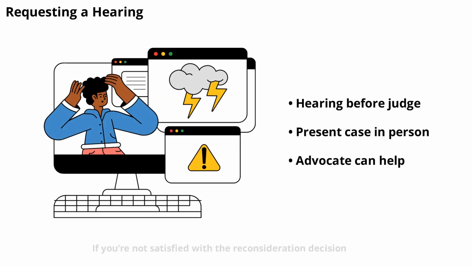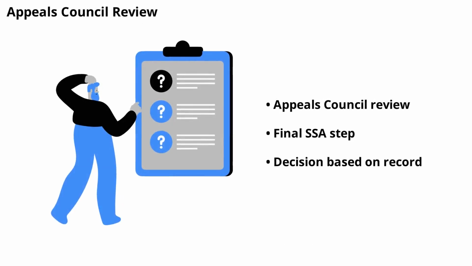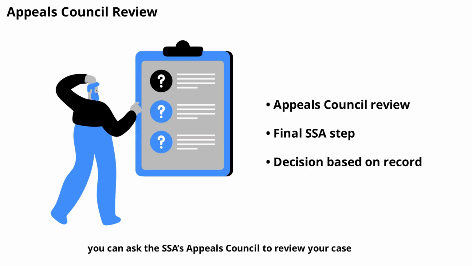If you're not satisfied with the reconsideration decision, you can request a hearing before an administrative law judge. This is a more formal process where you can present your case in person or by phone. Having an advocate or attorney can be helpful at this stage. If you disagree with the judge's decision, you can ask the SSA's appeals council to review your case. The appeals council will look at the hearing record and decide whether to uphold, change, or send the case back for another hearing. This is usually the final step within the SSA.